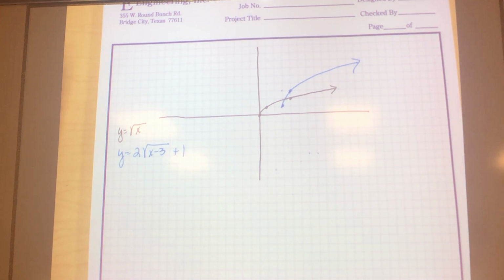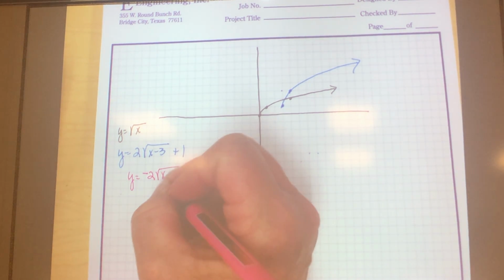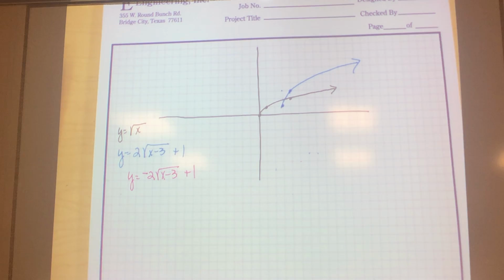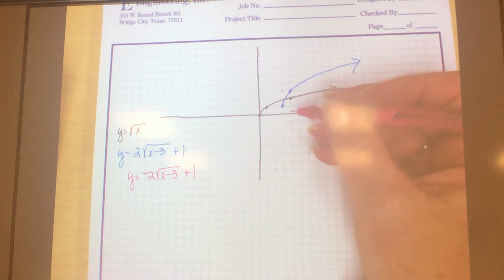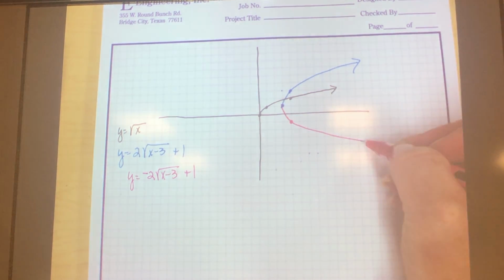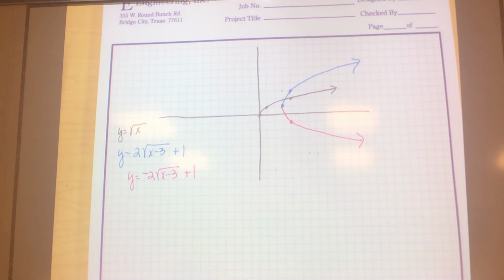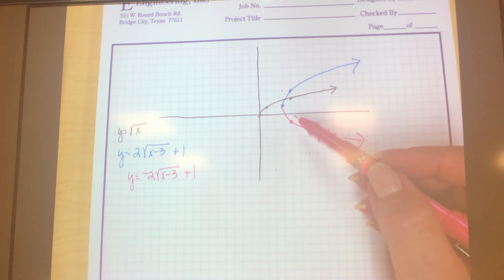Okay? What if I did this to him? What if I said y is equal to negative 2 times the square root of x minus 3 plus 1? What's that negative going to do to this graph? Yeah. He's going to make him go down. And he's going to look like this. When you have to move that point to? What point? The one you just drew off of? Oh, I used my slope. You can use your slope one time. Okay? So I went down 2 and to the right one instead of down 1 and to the right one.